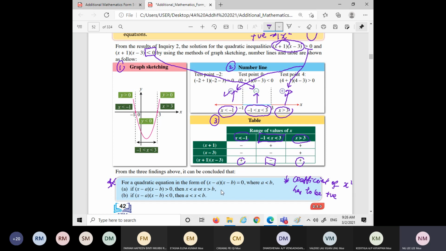But if the question tells you that you have to use a certain method, then you have no choice. You have to strictly follow it. Now it's 9:26. We rest for 4 minutes. We come back at 9:30.